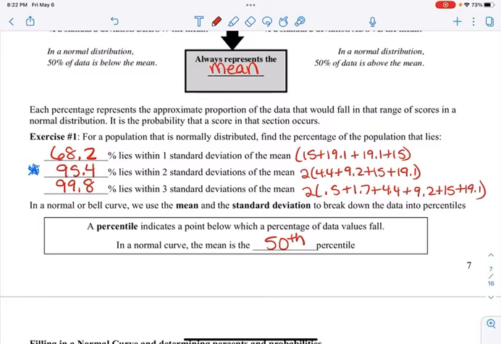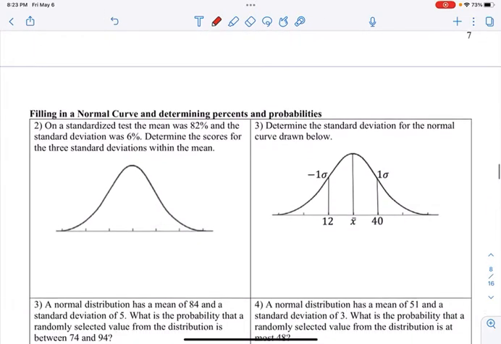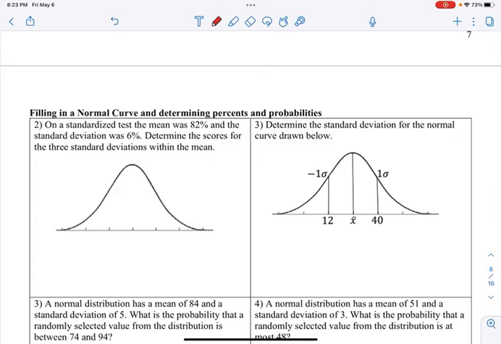In a normal or bell curve, we use the mean and the standard deviation to break down the data into percentiles. A percentile indicates the point below which a percentage of the data falls. In a normal curve, the mean is the 50th percentile. All right, so let's look at some problems. Filling in the normal curve and determining percents and probabilities. So that's what we're going to look at here.